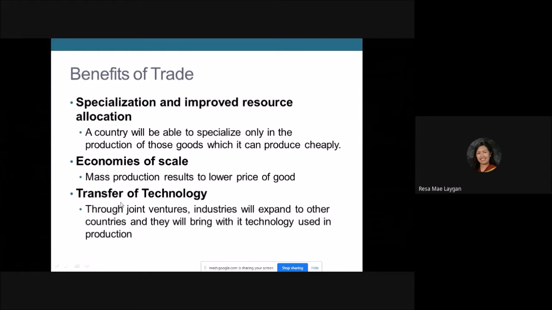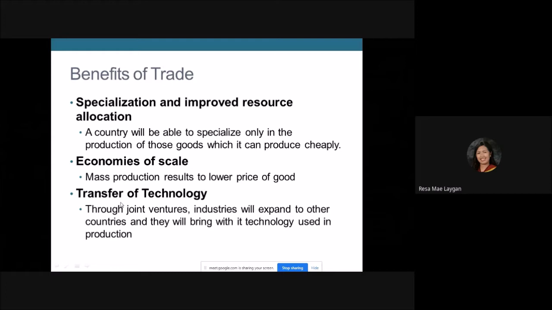Another benefit is the transfer of technology. Through joint ventures, industries will expand to other countries and bring with them the technology used in production, which is more often high-tech than that of the recipient country.